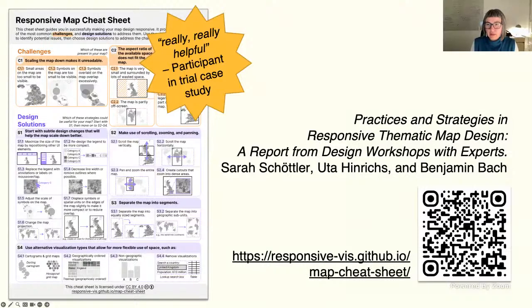One question here is, how do the design changes made for responsive maps differ from other visualization types? Do you think there's takeaways that are more broadly applicable from this?